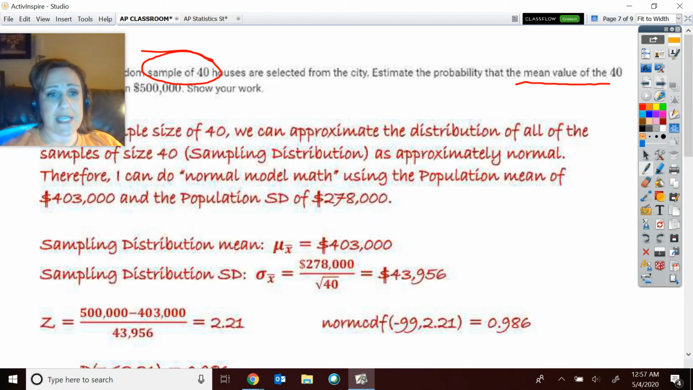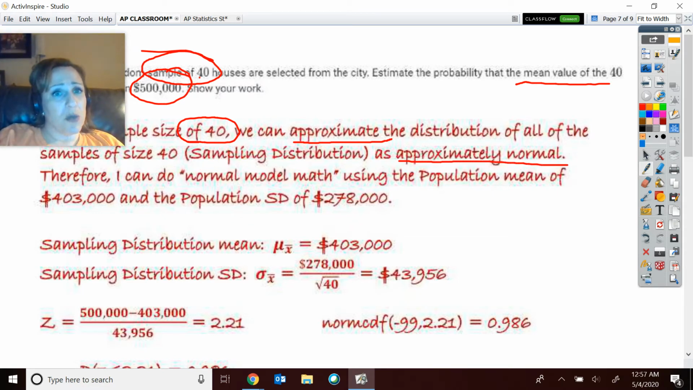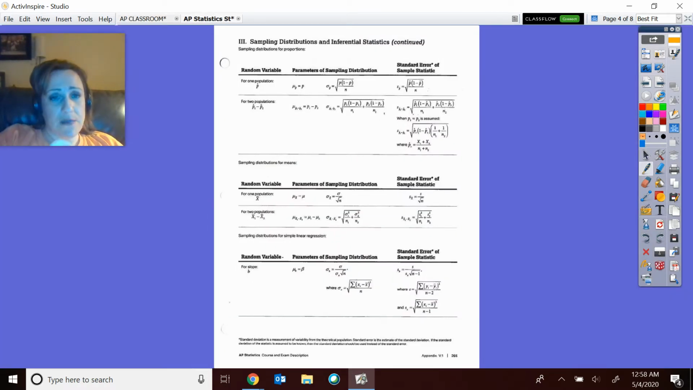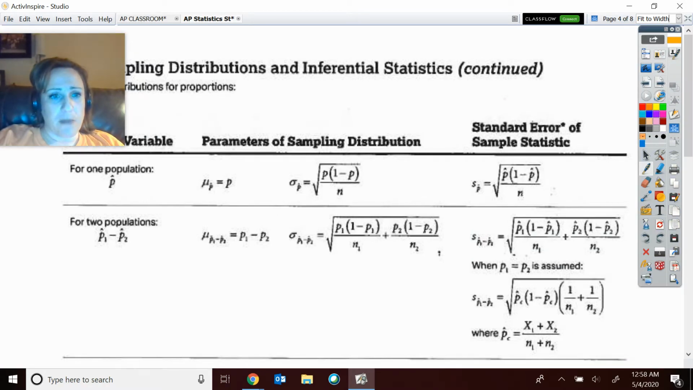The question is asking what's the probability that we will find one that is less than 500,000. Because our sample size is 40, we have the approximately normal model, so our distribution of those samples is approximately normal. Then I can do normal model math using that population mean of 403,000 and that population standard deviation of 278,000. Now, keep in mind this formula chart for the sampling distributions. Let me zoom in and take a look at what we're talking about.